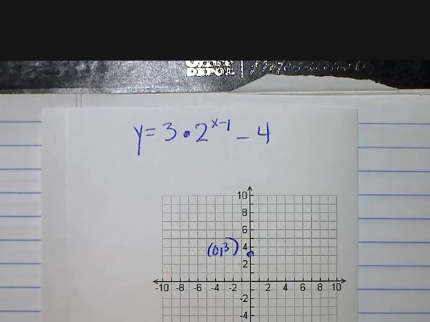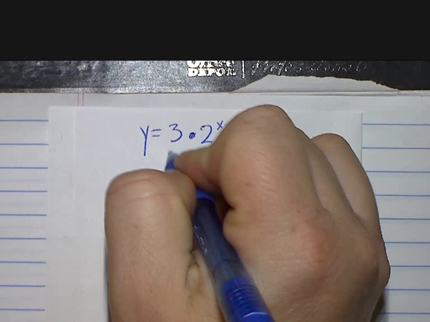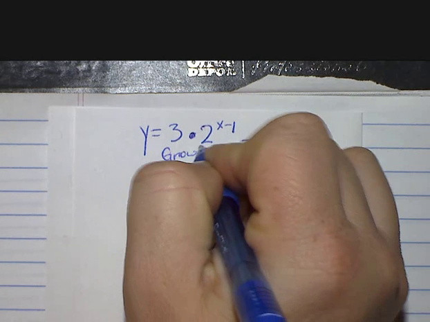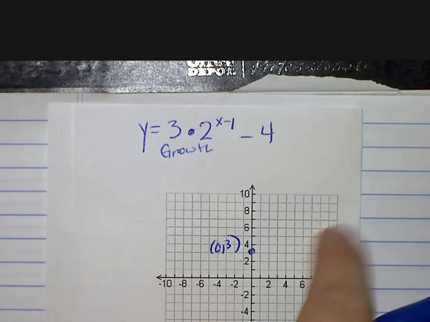Why is it growth? Because A is greater than 0 and B is, nice job. A is greater than 0 and B is greater than 1. So I know this is going to be growth. So remember right now, growth is going to rise up to the right. Look at it from left to right. It rises up to the right. Nice job, Kevin. Okay, let's go next.